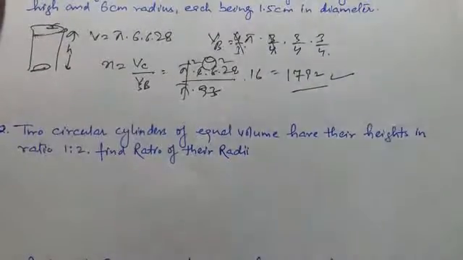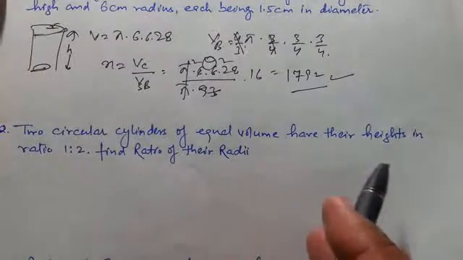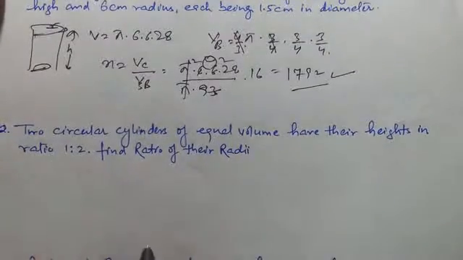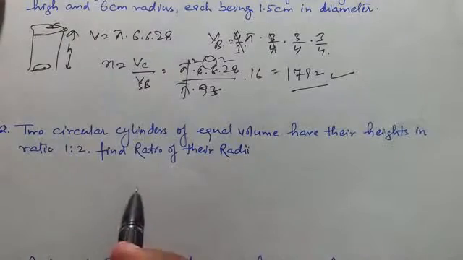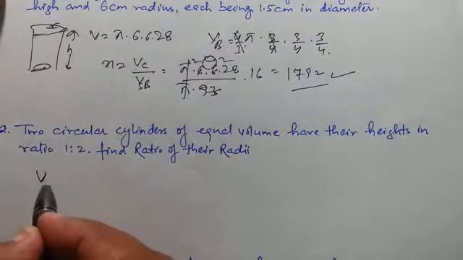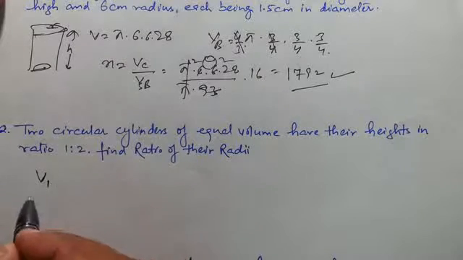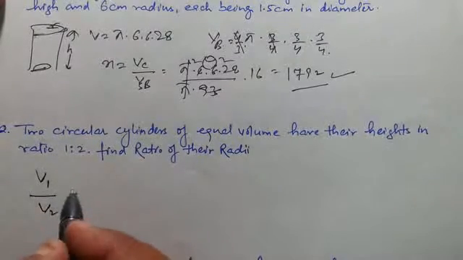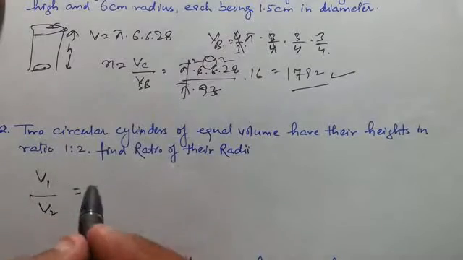Let us see the next question now. Two circular cylinders of equal volume have their heights in ratio 1:2. Find the ratio of their radii. So it is again simple. They have equal volume, so that means volume of cylinder 1 upon volume of cylinder 2 is the same. And the heights are in ratio 1:2.